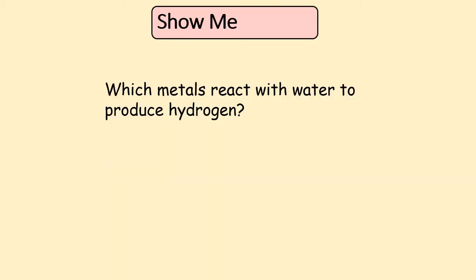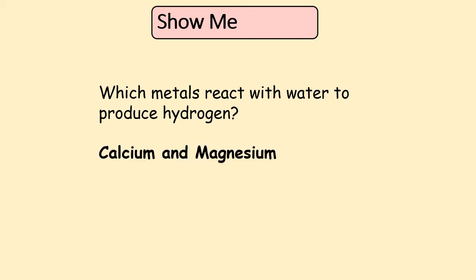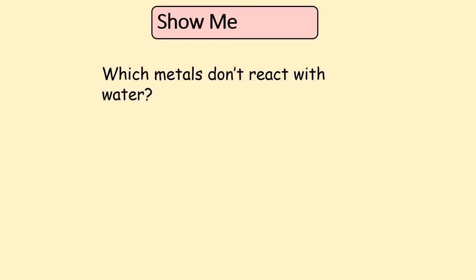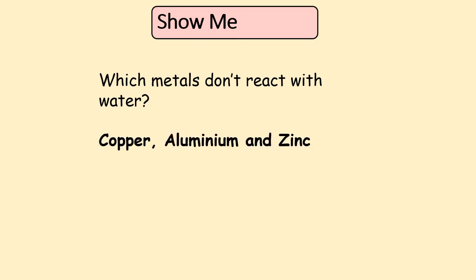Which metals react with water to produce hydrogen? So that is calcium and magnesium, and that's from the experiment that we did, but also all the alkali metals, so lithium, sodium, and potassium would also work there. Which metals do not react with water from the experiment that you did, or that we talked about in the video? Well, the metals that didn't react with water were copper, aluminium, and zinc. Sorry, it was magnesium, aluminium, zinc, but copper also doesn't react.